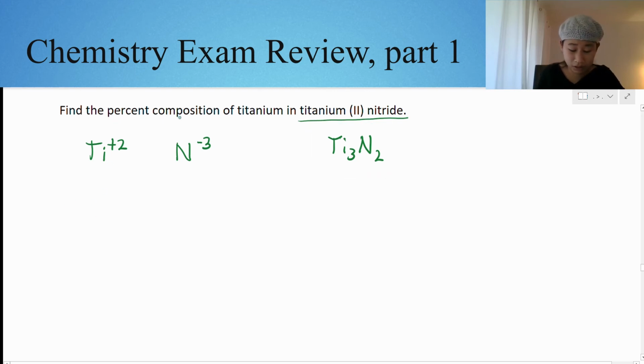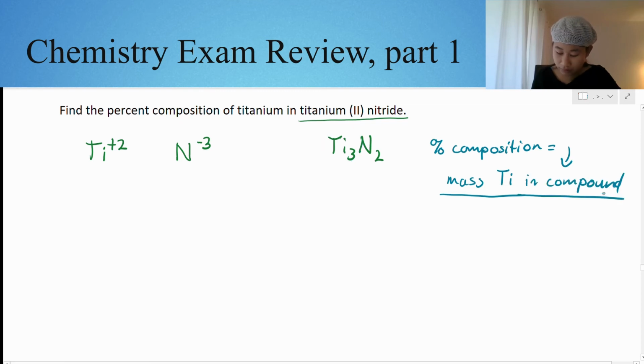Okay, because percent composition is going to be equal to the mass of the element of interest, so in this case, the mass of titanium that is present here, divided by the molar mass. Okay, so the mass of titanium and nitrogen combined in their compound. And that's just going to be the sum, so the weight of the 3 titaniums plus the weight of the 2 nitrogens.